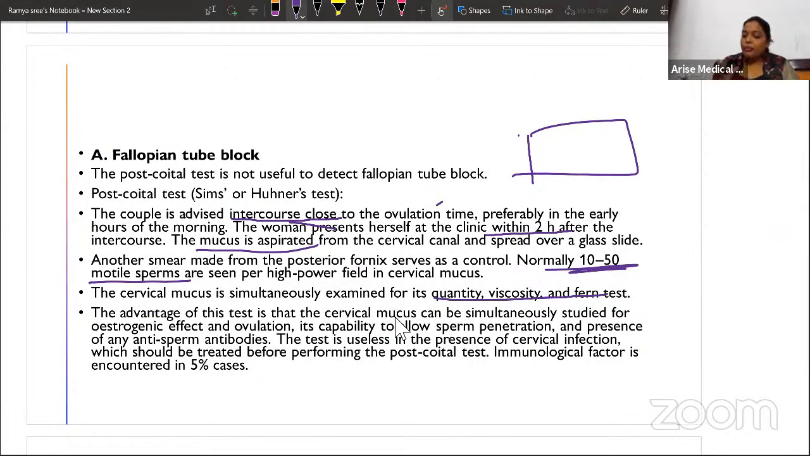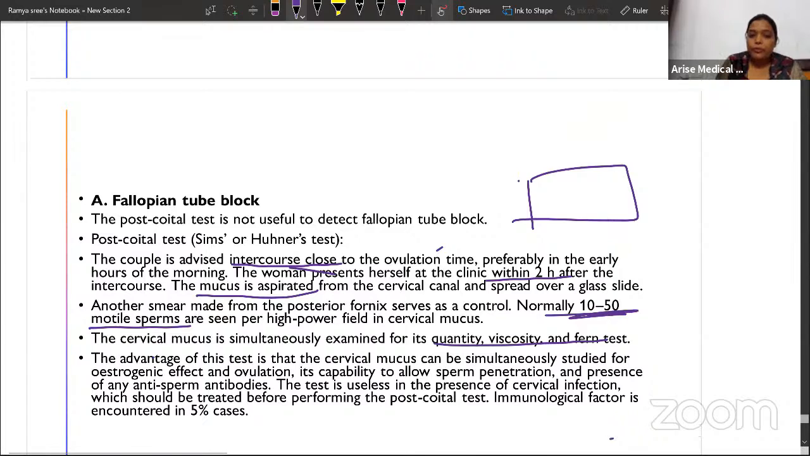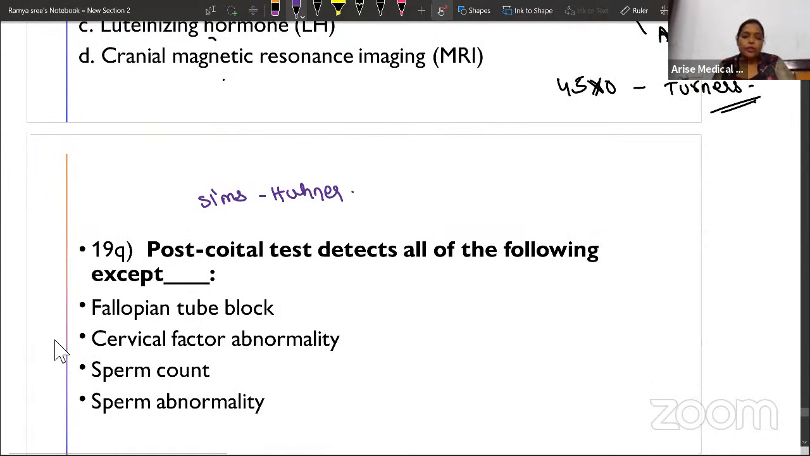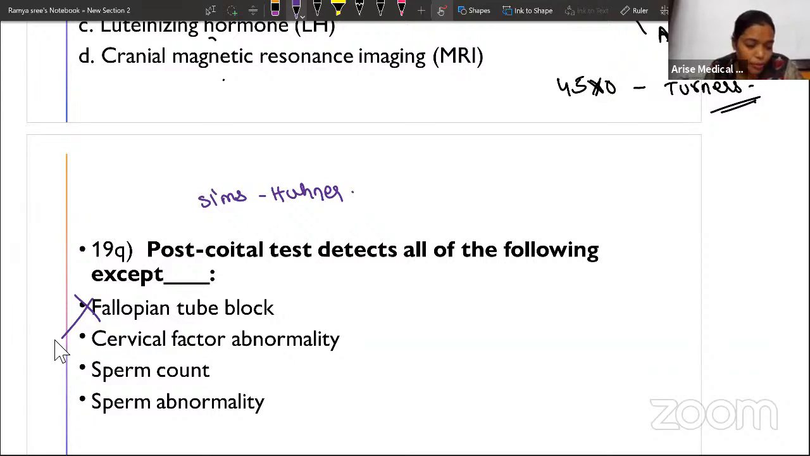So the cervical mucus will be thin, copious, stretches between two fingers, and ferning will be present before ovulation. So that also you can examine here. This postcoital test is now an outdated test. It cannot detect fallopian tube block, but it can detect cervical factor abnormality, sperm count, and sperm abnormality. So these are all the important points pertaining to the postcoital test.